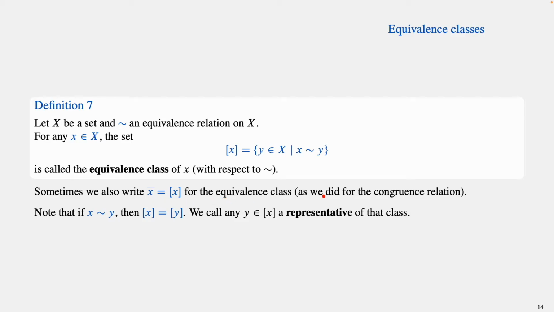So for example, we did that before in the congruence relation. And note that what this means is if x and y are equivalent to each other, then the equivalence class of x is the same as the equivalence class of y. And we can call any element y in the equivalence class of x, which is the same as the equivalence class of y, a representative of that class. So an element from this set here represents the whole class of equivalent elements.